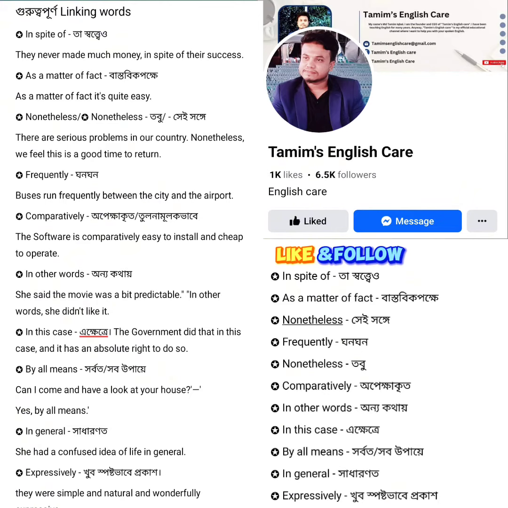As a matter of fact, বাস্তবিক পক্ষে. For example, as a matter of fact, it is quite easy.